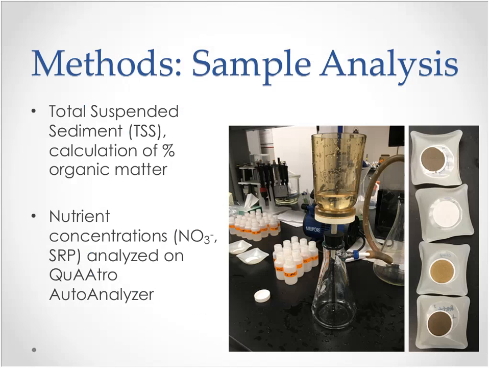So then we gathered our samples and we filtered them to analyze them for total suspended sediment, to actually get a numerical value of that sediment in each sample. And then we put them in an oven and burned off all the organic matter to see what percent of that total suspended sediment is actually organic matter. And then we looked at the water and measured nutrient concentration, specifically nitrate and soluble reactive phosphorus, or SRP, both of which are utilized, as Maddie and Marissa had said, by algae.